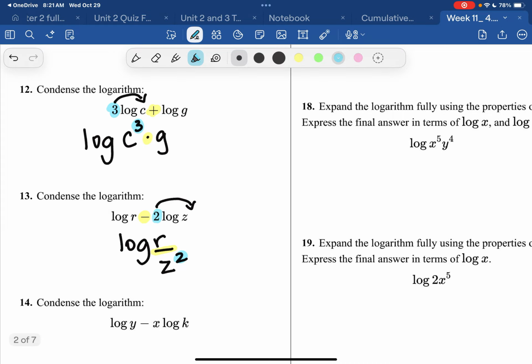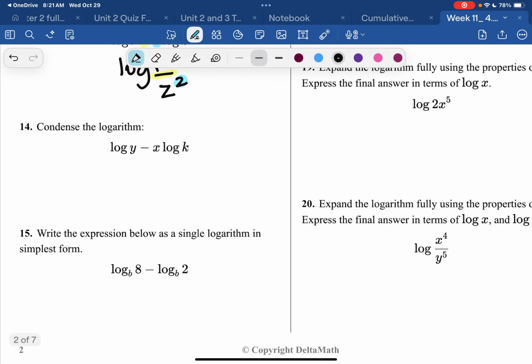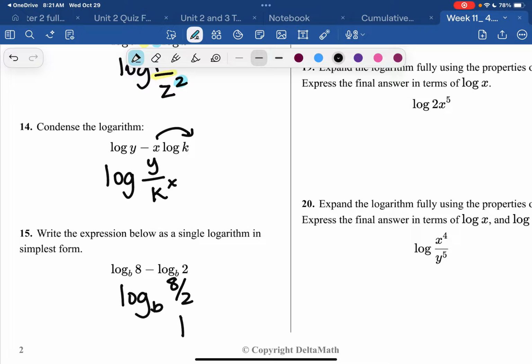Okay, I'll do a couple more of those. So minus goes with divide, so it would be log y over, the number in front becomes an exponent. Okay, then the next section has just numbers. Now divide, you have to put your base. It'd be 8 over 2. Now they are going to want you to break that down and call it 4.